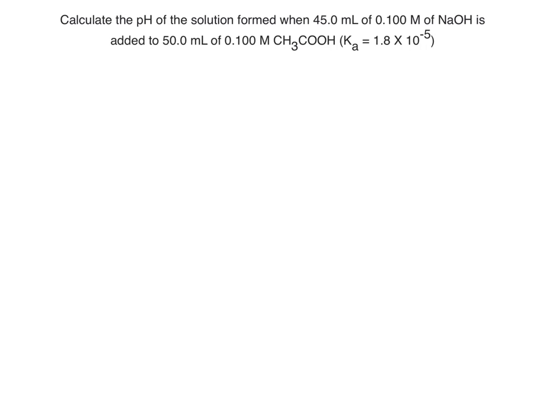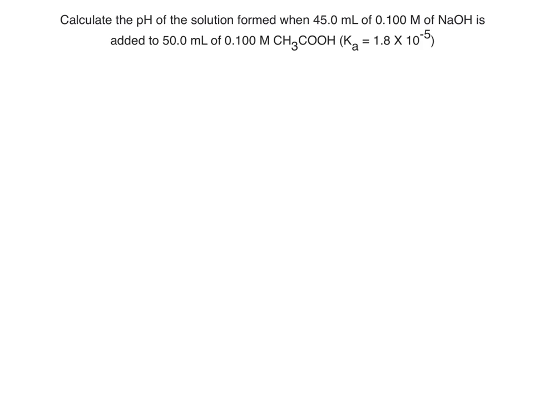Now let's do an example of a weak acid titrated by a strong base. Let's calculate the pH before the equivalence point. So this one is: calculate the pH of the solution formed when 45 mL of 0.100 molar sodium hydroxide is added to 50 mL of 0.100 molar acetic acid.